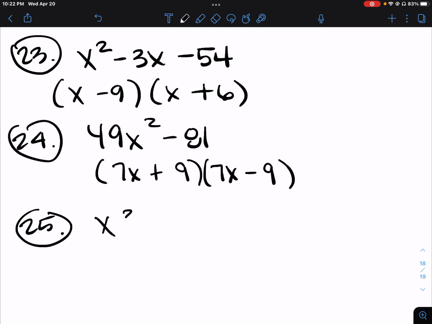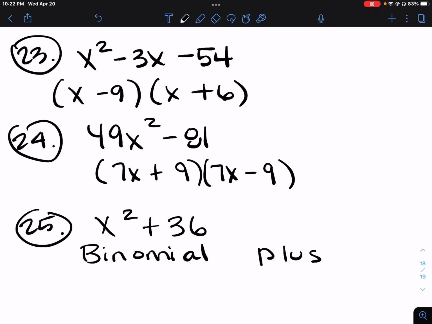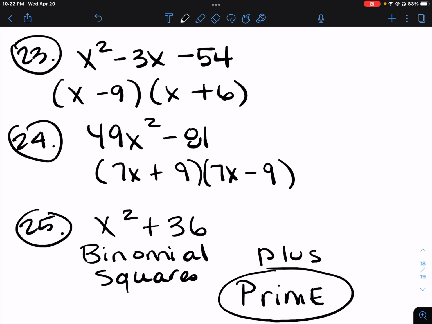Okay, last one. When you have a binomial that has a plus and it has squares, it is prime, meaning it does not factor. Okay, we've got square, we've got a binomial, we've got plus, it is prime. And that's the end of our review.